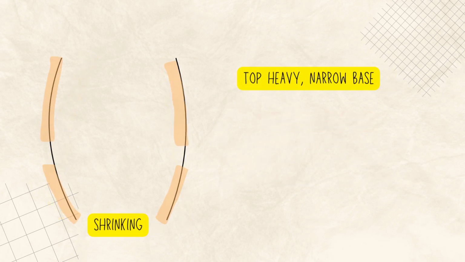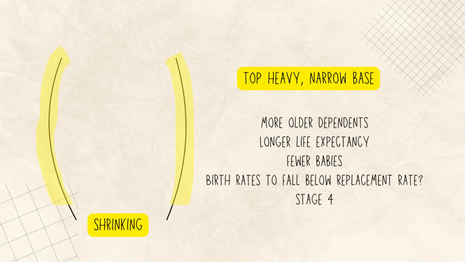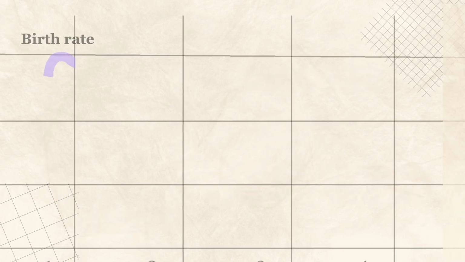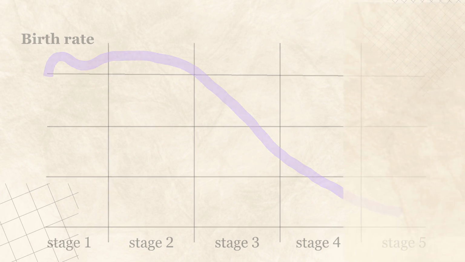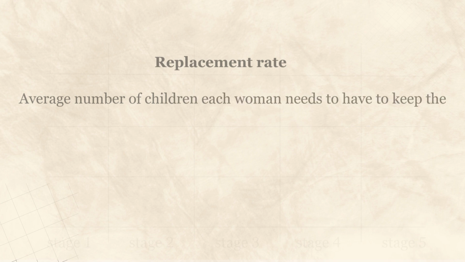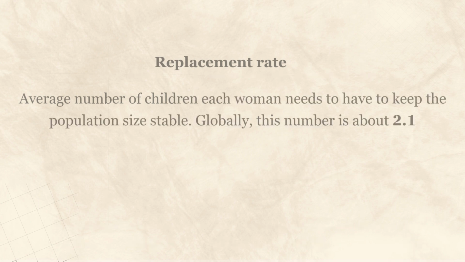A top-heavy pyramid means more older people than young, with low birth rates and longer life expectancy. Falling birth rates is a problem, especially when births fall below the population replacement rate, which is the average number of children a woman needs to have to keep the population stable without migration.